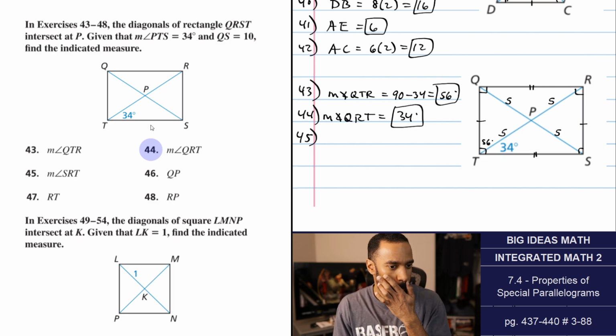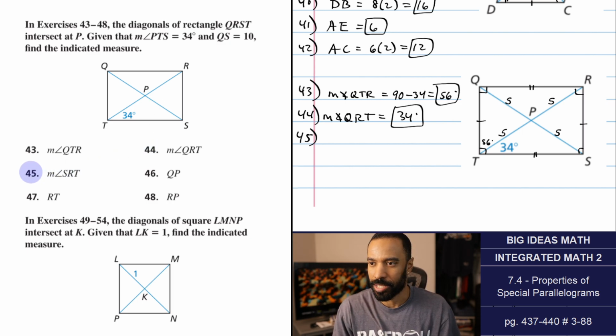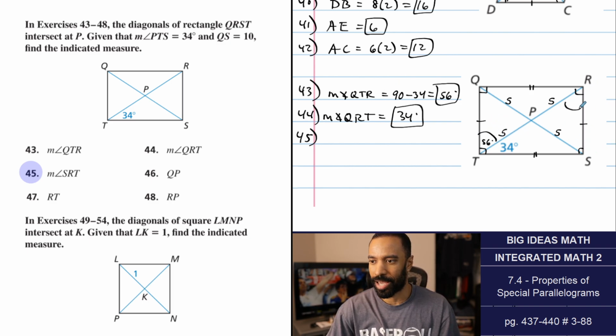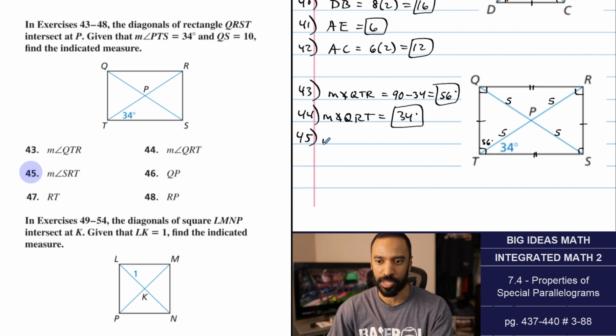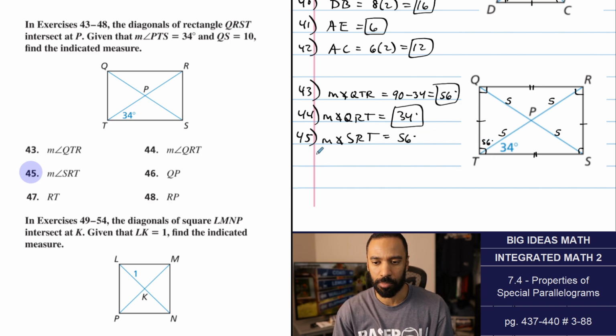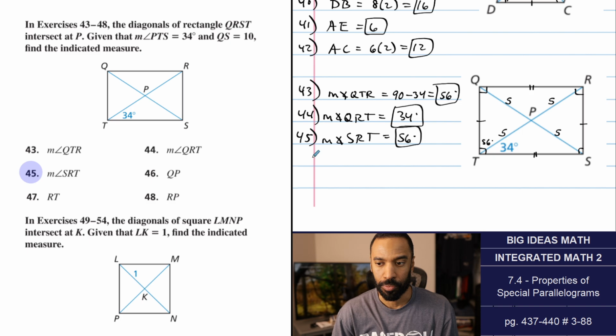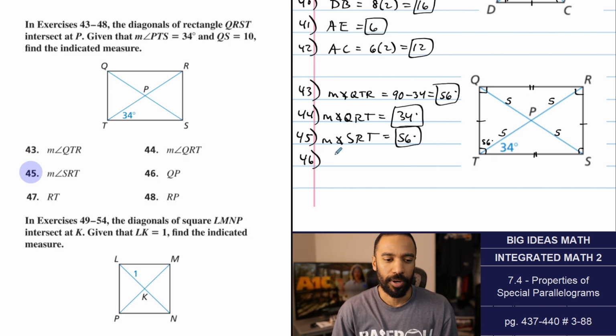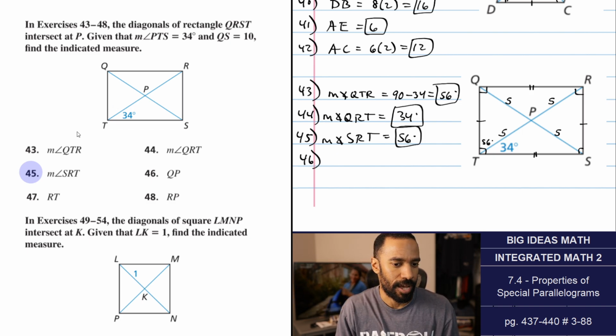Parallel lines. Measure of angle SRT. SRT. That's an alternate interior angle with this guy. One's 56, the other's going to be 56. So measure of angle SRT is 56 degrees because it was in the previous one. Or 43 at least. Number 46, 47, 48 are all lengths.